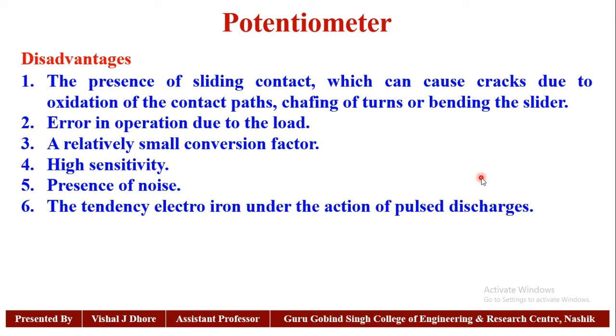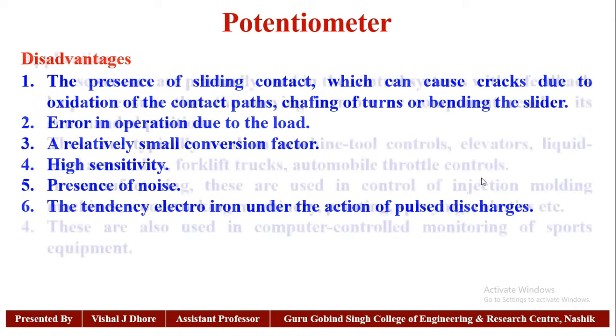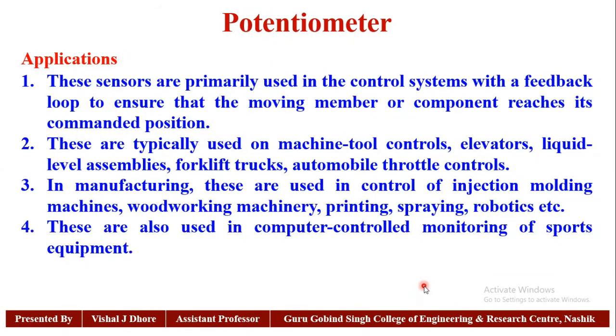Now these are some advantages of the potentiometer. Let us discuss the applications. These sensors are primarily used in control systems with a feedback loop to ensure that the moving member or component reaches its commanded positions.